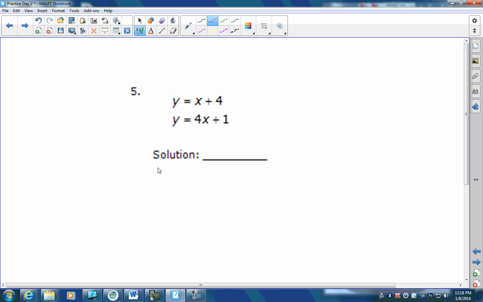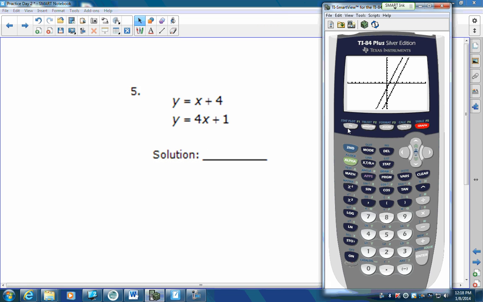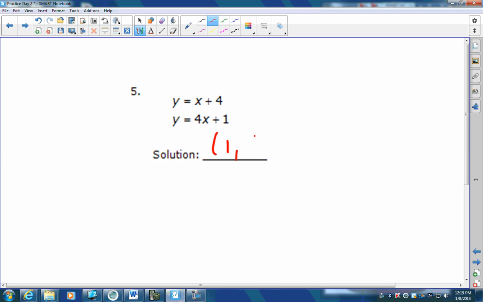Number 5. Well, this one's not parallel because they have different slopes. So let's look at that. Let's go in here and put in x plus 4 and 4x plus 1. I'm going to press graph first. You don't have to. I'm just going to see if I see it. Looks like it's right here, but you need to look in the table to make sure you can find the correct number. I heard somebody tell me it. It's 1 and 5. So 1, 5.